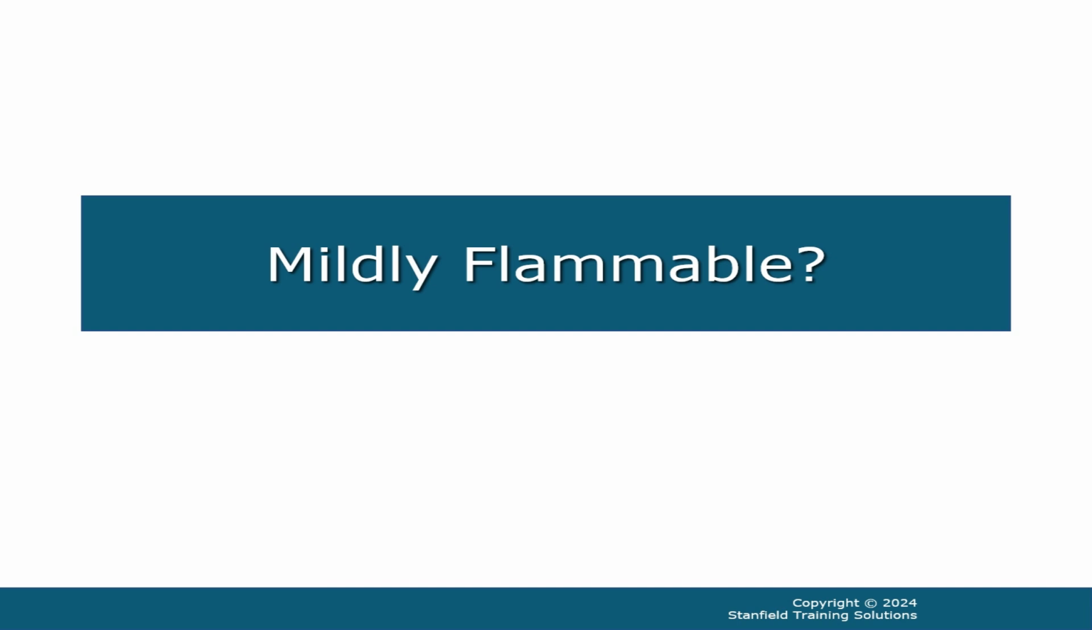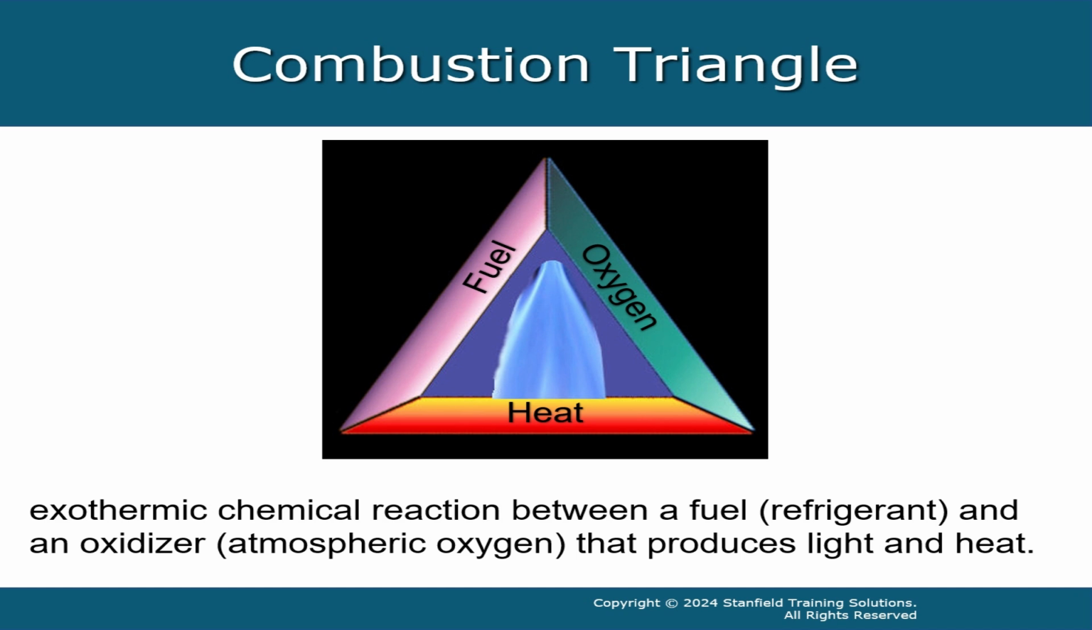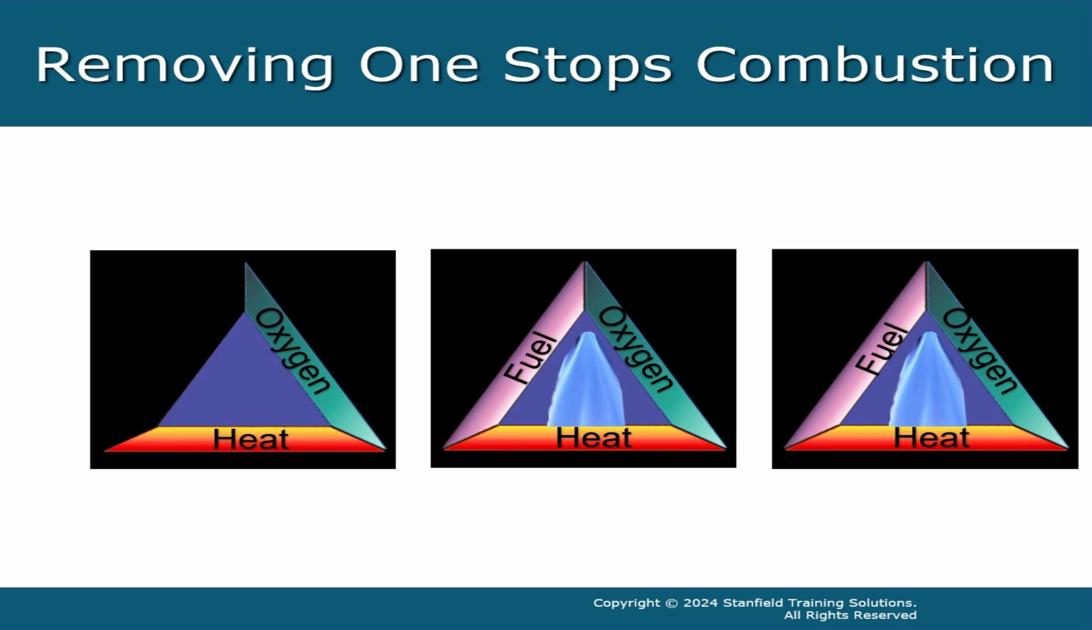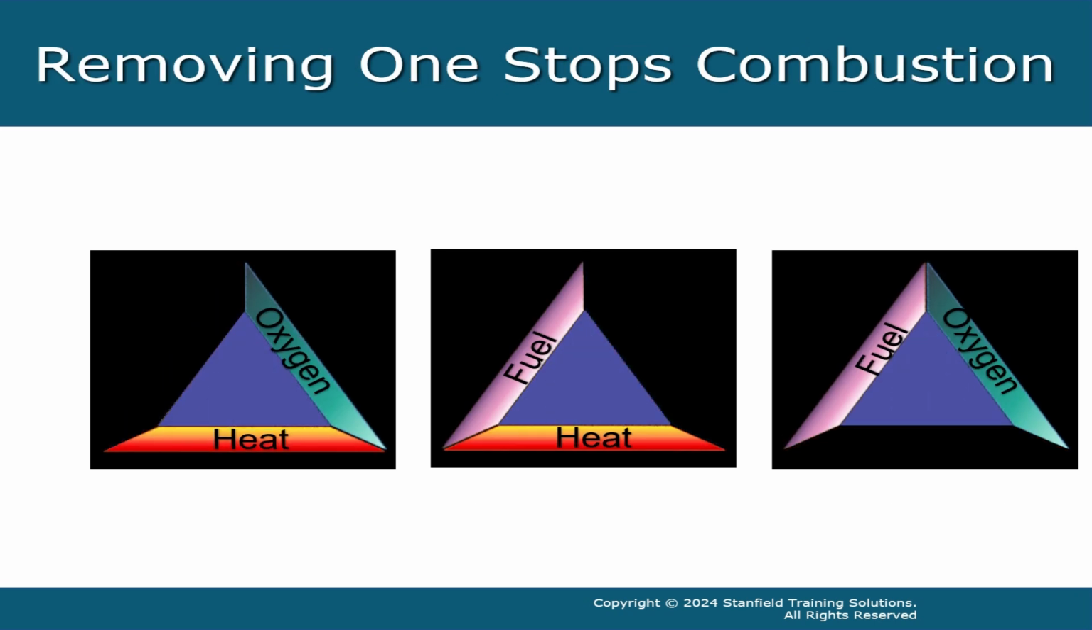So what exactly does mildly flammable mean? Let's review what we know about flammability. Combustion requires three things: fuel, oxygen, and heat. Combustion has been described as an exothermic chemical reaction between a fuel, in this case refrigerant, and an oxidizer, in this case atmospheric oxygen, which produces light and heat. Removing any one of these eliminates the possibility of combustion.